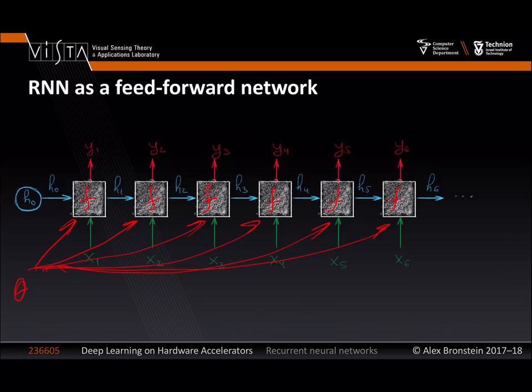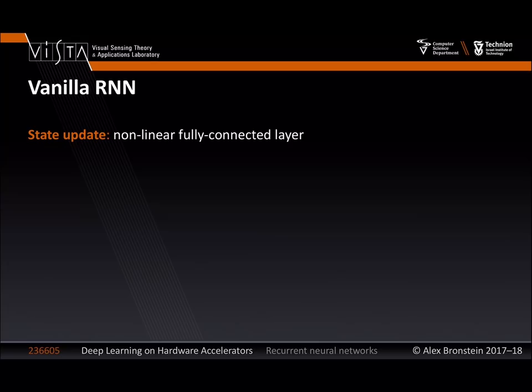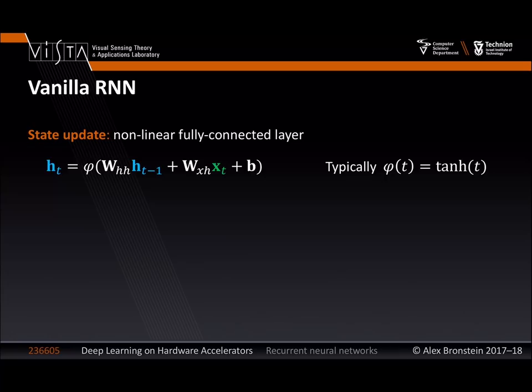Okay. So let's have a look at a vanilla RNN, a very simple embodiment of an RNN. We have a state update. It's a nonlinear, fully connected layer. So we have just linear transformations followed by a pointwise nonlinearity like the sigmoid function or hyperbolic tangent. So what we have inside are three parameters. WHH is a matrix that maps from HT minus 1 to HT. WXH maps from XT to HT, and B is a bias term. Of course the dimensions have to be set accordingly.